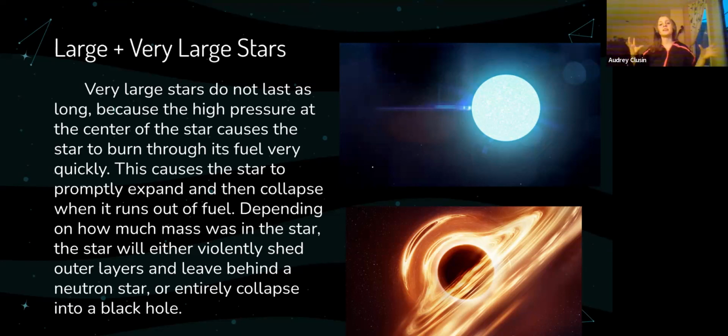And this takes a few seconds just to explode into a giant cloud of gas. So this is what we call a supernova. And depending on how much mass was in the star, the supernova will either leave behind a neutron star, which is just a bunch of neutrons packed really, really tightly, and still has a supernova around it.